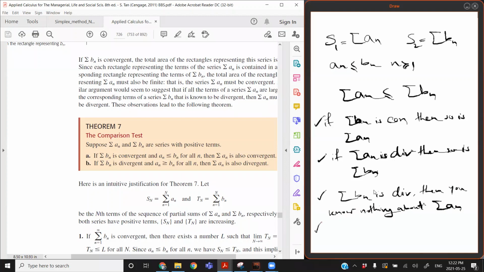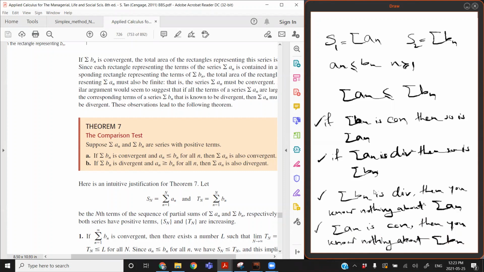The other scenario, what if sigma AN is convergent? If the smaller one is convergent, so imagine that this is a finite number. For example, this is equal to 10. If this is equal to 10, then what do you know about sigma BN? You know nothing, yes? It could be finite, it could be infinite. So if sigma AN is convergent, then you know nothing about sigma BN.